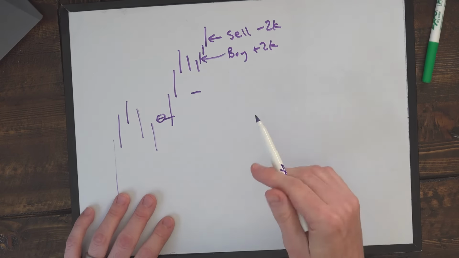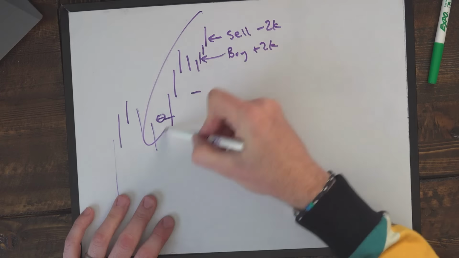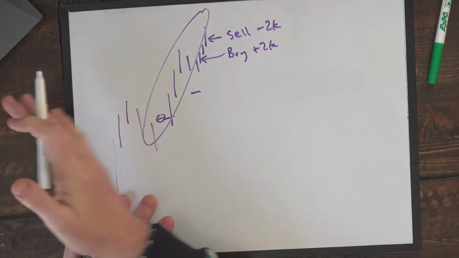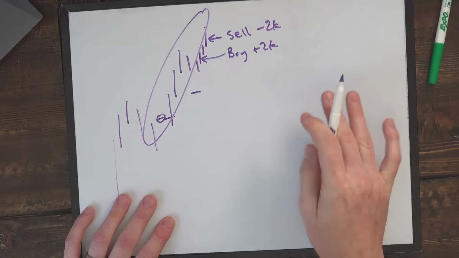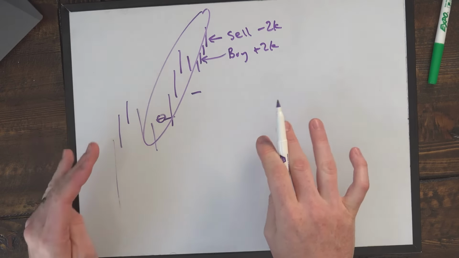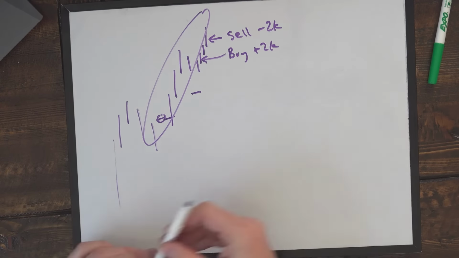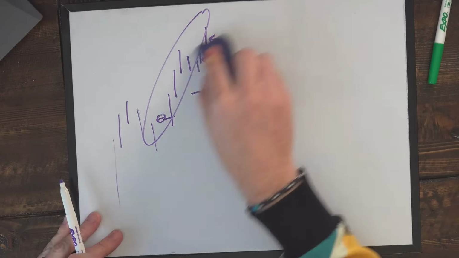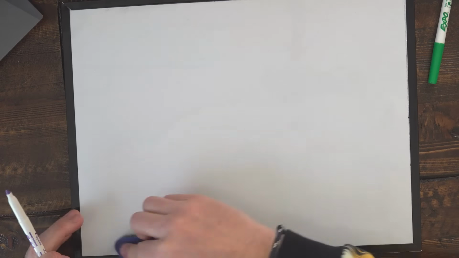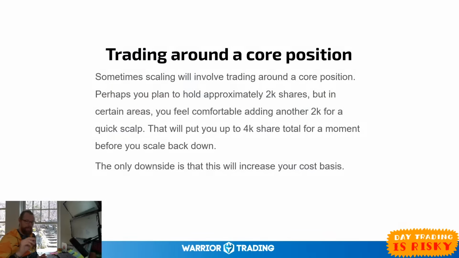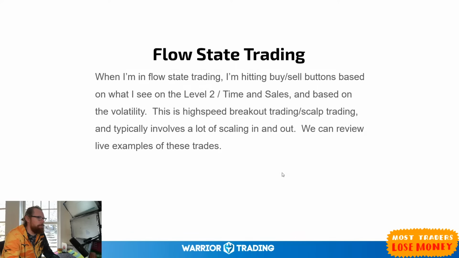You can't hold one position, leave that to the side, and then trade other positions unless you have two accounts, which you could do in that instance, but that's not going to be as common for most traders. So you can trade around a core position. You have a core position, and then when you see certain areas, you do quick trades, you add, and then you take profit. So you're doing little trades there. But like I said, the downside is that it'll increase your cost basis.